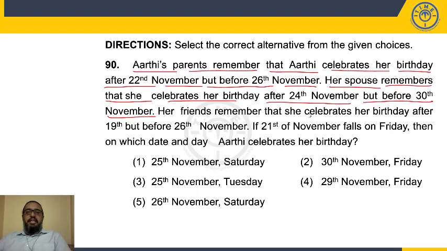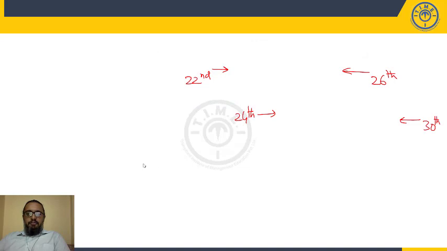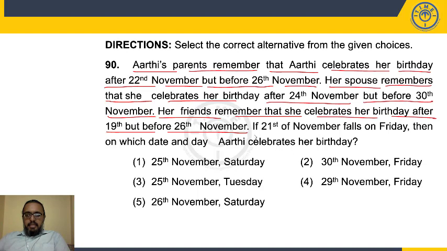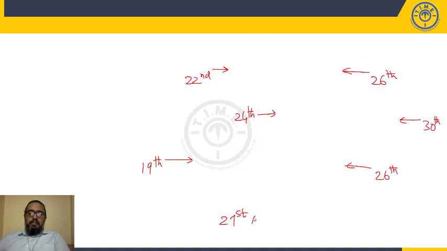I'm just writing the timelines of all the different people. Her friends remember that she celebrates her birthday after 19th but before 26th. Okay. So these are the three different timelines. And then he says if 21st of November falls on a Friday, then on which day and date Aarti celebrates her birthday. Okay. He says 21st November is a Friday. Then on which day and date will she celebrate her birthday?